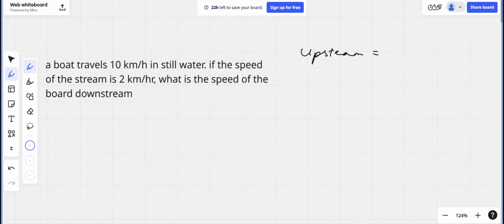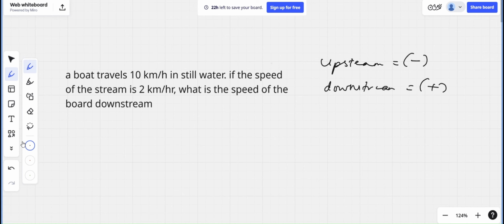since it is going against the current, okay, like the river flows in a certain way, right? If it's going against that, then it's minus, because you're resisting it. And if it is downstream, it's plus, okay? So what does this question tell us? It just tells us that this is the regular speed of the boat. If there's no influence, whether downstream or upstream, this is the speed in general, which is 10 kilometer per hour.